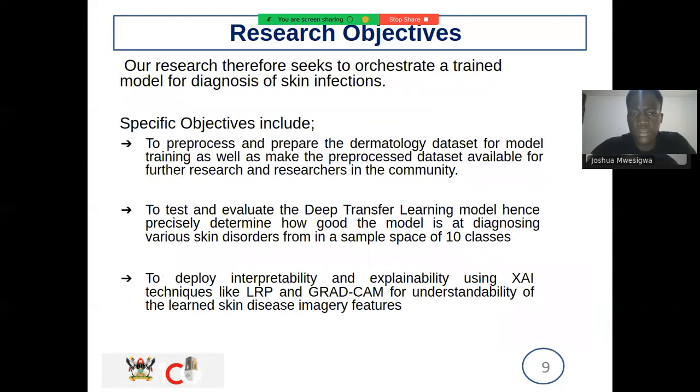Our research objectives will be to produce a model that can aid dermatologists to quicken their diagnosis times. It will also aim at producing an evaluated model. We want to test and evaluate the model through our research. Then we want to deploy the interpretability techniques onto this model to be able to explain its predictions. And then as a result of that, improve the adoption of artificial intelligence in this field.